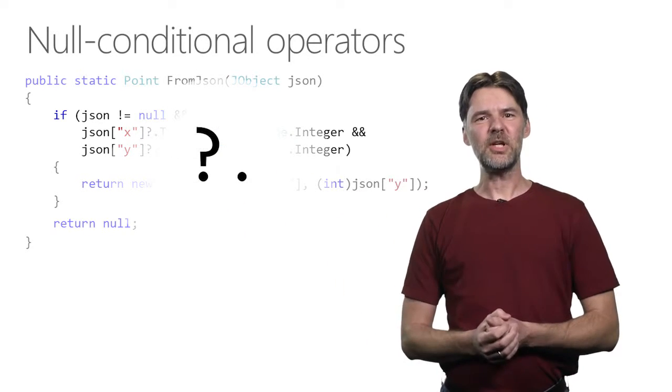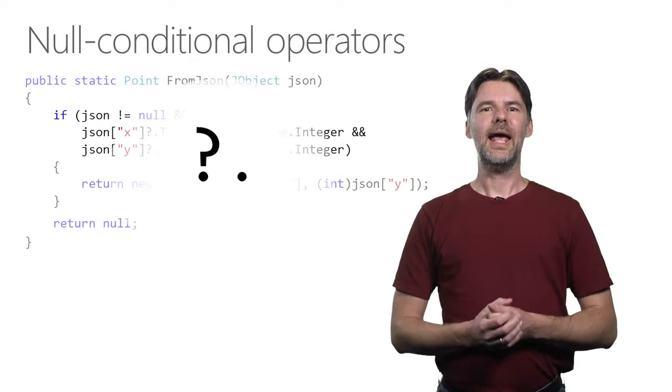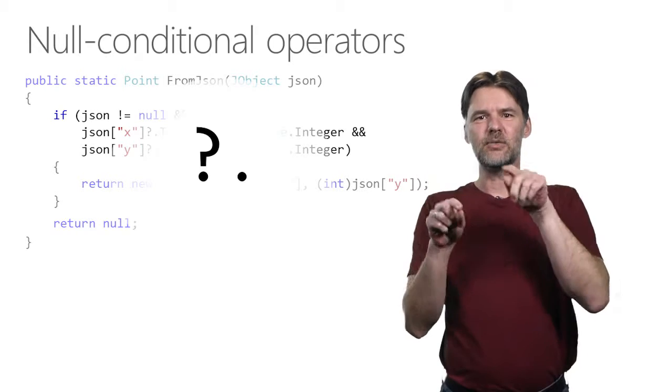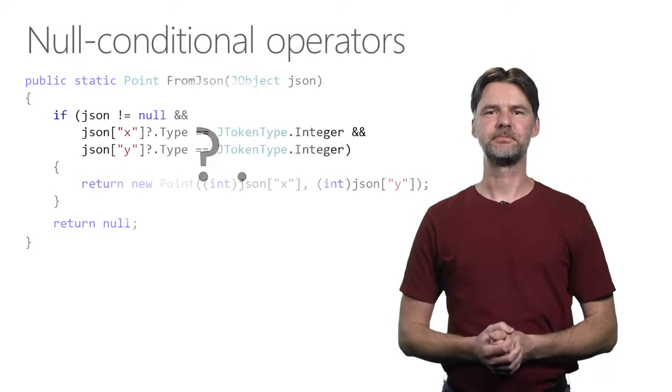You'll sometimes hear people refer to the question dot as the Elvis operator. If you look at it, you can see why. It's like two eyes with a swoop of hair on top like Elvis.